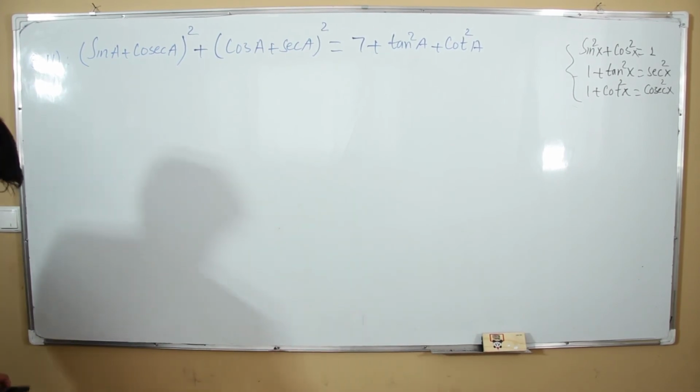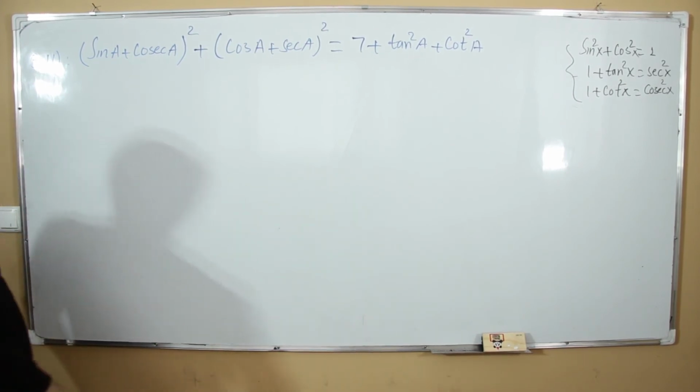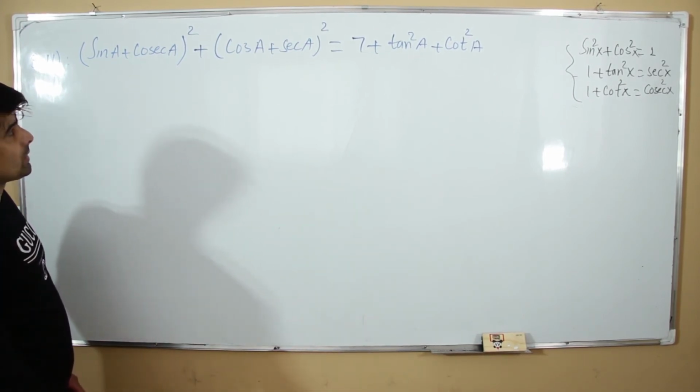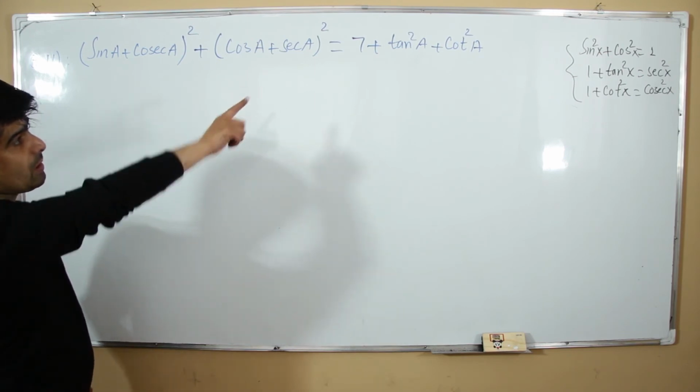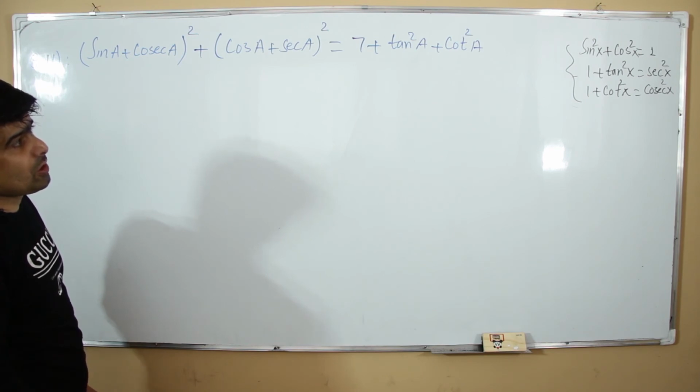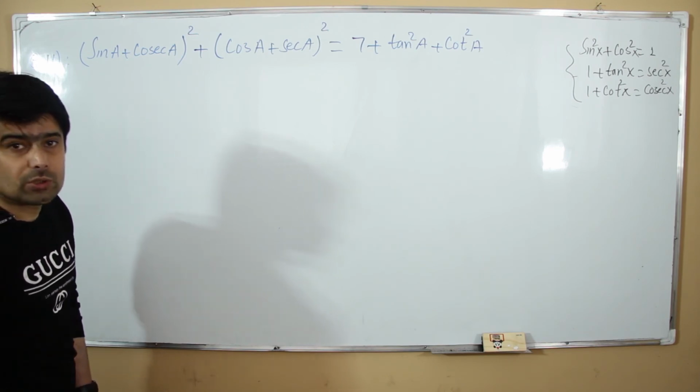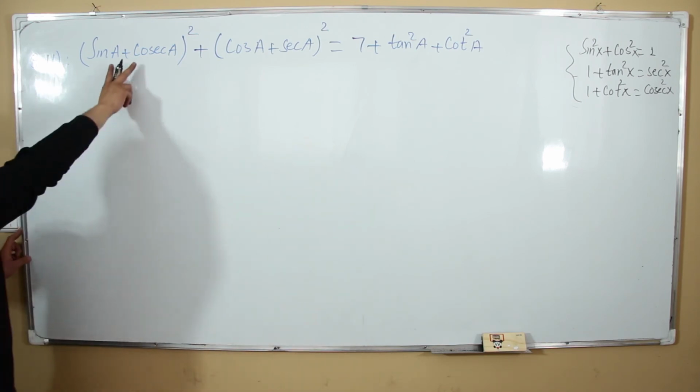Question number 11. (sine a plus cosecant a) whole square plus (cosine a plus secant a) whole square should be 7 plus tangent square of a plus cotangent square of a. It's simple. Now you have to expand this one.